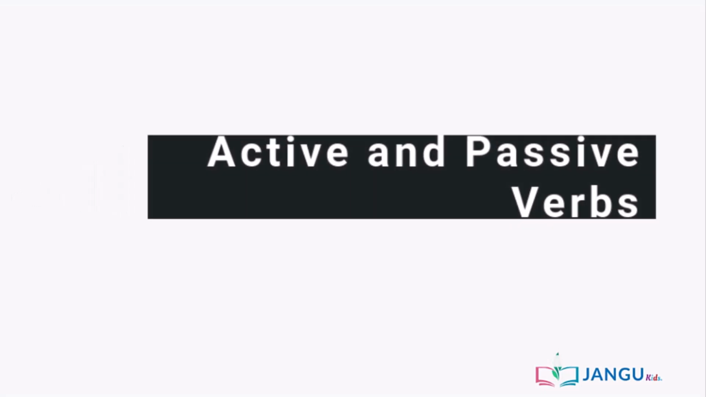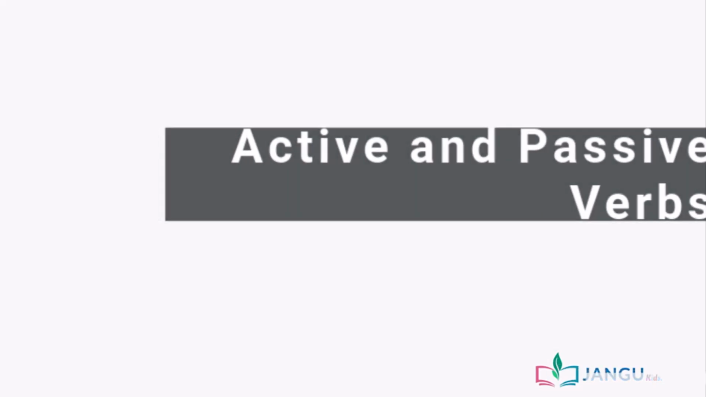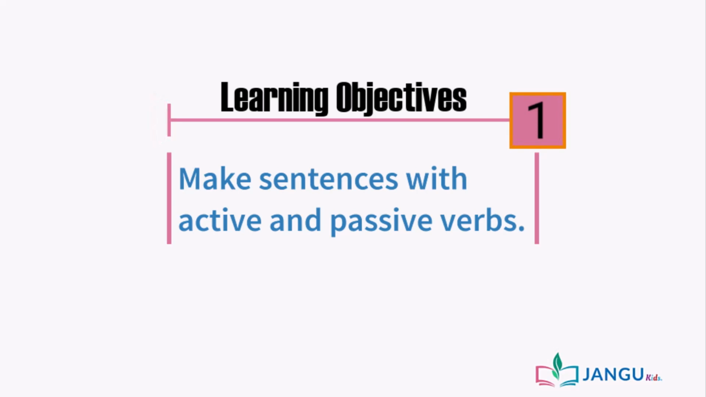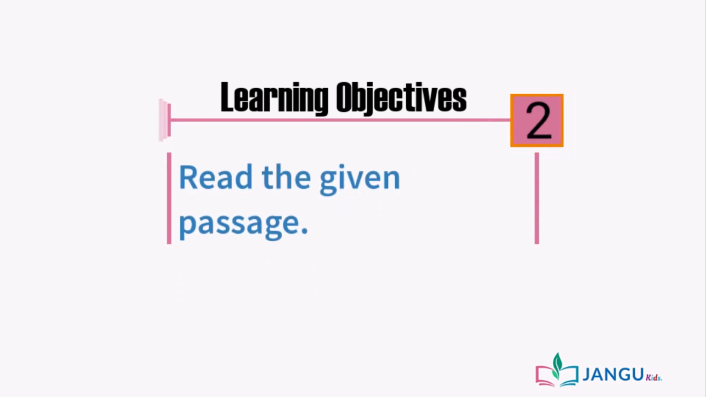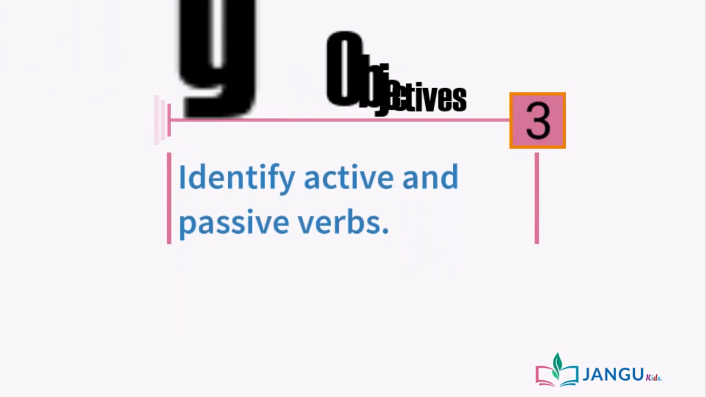Today, we'll be learning about active and passive verbs. And by the end of the class, you should be able to: 1. Make sentences with active and passive verbs. 2. Read the given passage. 3. Identify active and passive verbs.